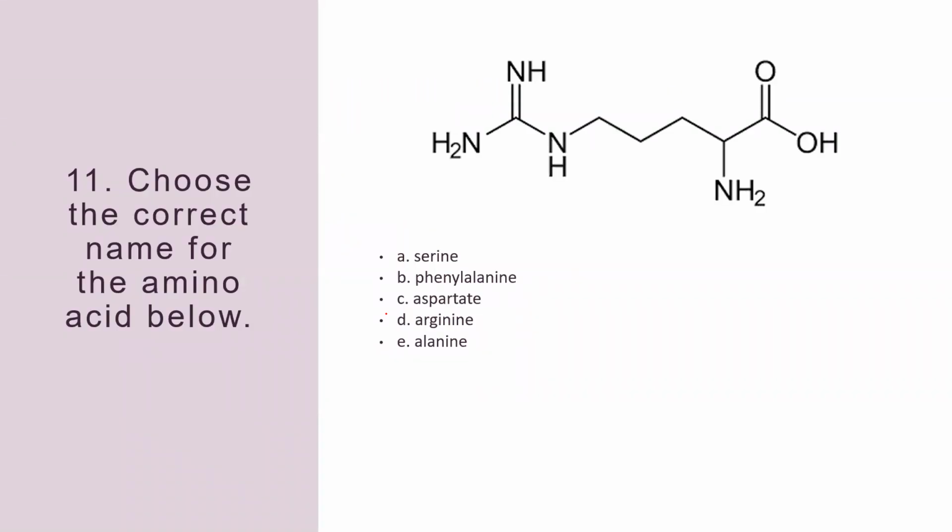Choose the correct name for the amino acid below. Arginine. Okay. Let's draw these side chains. So what's serine look like? What about phenylalanine? Good job. You know, it's like alanine, but with a phenyl group, right? What about aspartate? That's the one.